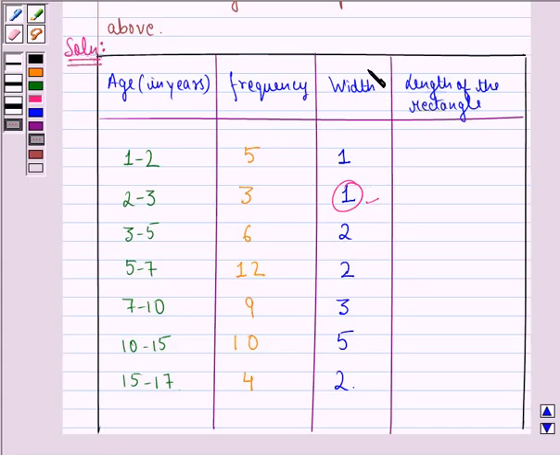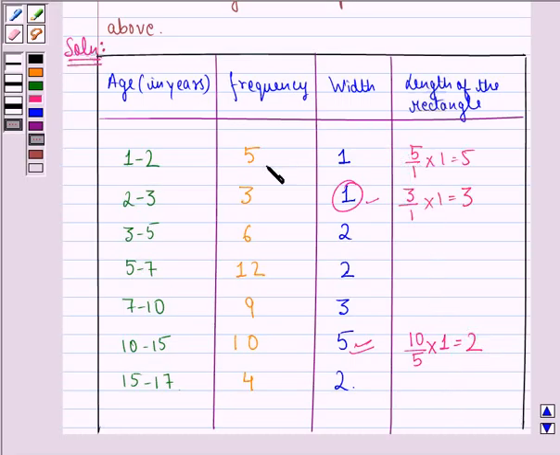Now we see that when width of the class size is 1, then the length of rectangle is 5. So when width is 1, in this case it will remain the same. But let us take 5. When width of the class size is 5, then length of rectangle is 10, but when width of class size is 1, then the length of rectangle will be 10 divided by 5 into 1, that is equal to 2. Now similarly we do it for other classes also.